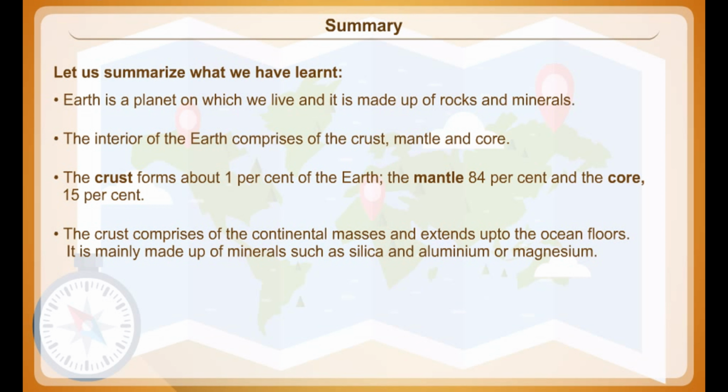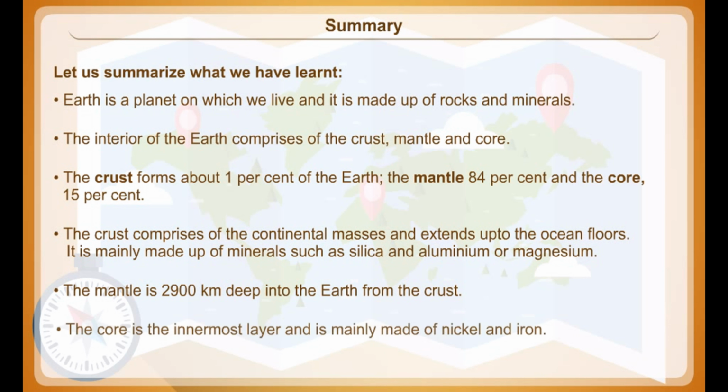The crust comprises of the continental masses and extends up to the ocean floors. It is mainly made up of minerals such as silica and aluminium or magnesium. The mantle is 2,900 km deep into the earth from the crust. The core is the innermost layer and is mainly made up of nickel and iron.